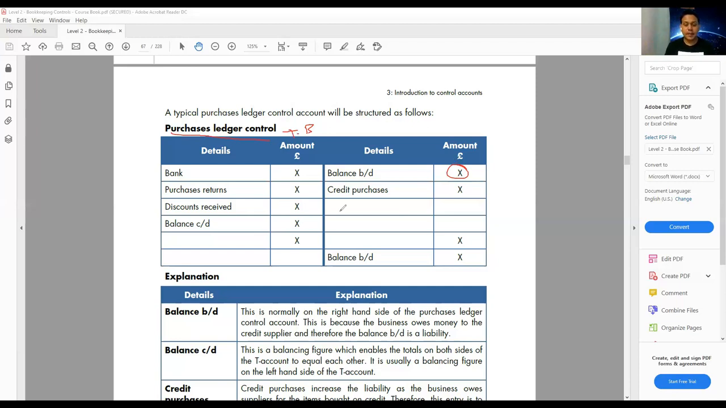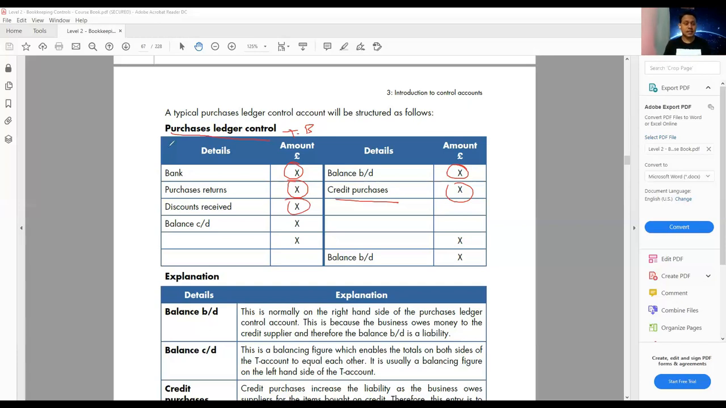If I make any credit purchase, that will increase my balance. I already have some balance. If I buy more, if I purchase more, it will be increased. Total balance, how much total? Not from one supplier, from all the suppliers. Bank, how much money I already paid to my suppliers? Purchase return, is there anything I have returned to my supplier? Discount received, did I receive any discount?